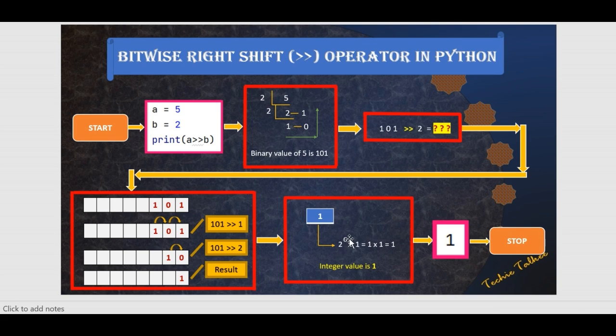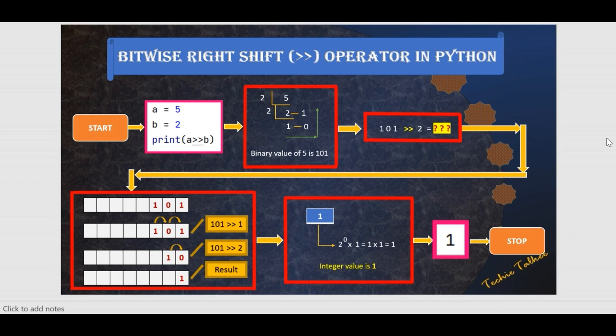So for that, I'll multiply it with 2 power 0. So 2 power 0 into 1. So what is 2 power 0? It is 1. So 1 into 1 will be 1. And this integer value 1 is the result of 5 right shift by 2.